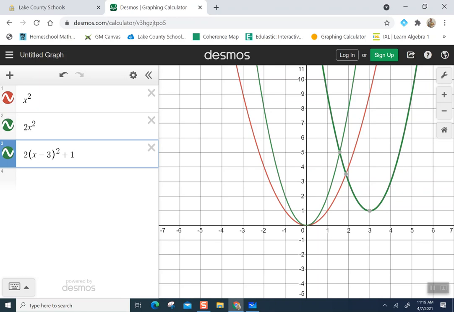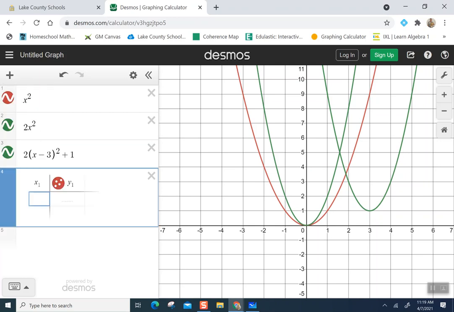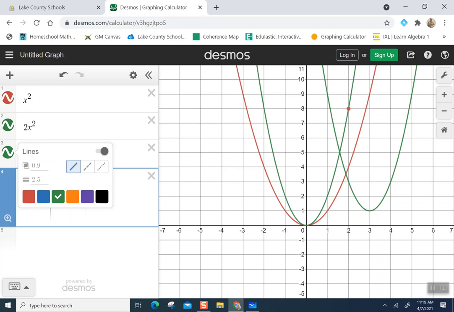Okay? They want to know now, where did point (2, 8) move to? Now let's bring back point (2, 8). Point (2, 8) was right there, and it's on the green graph, which both of these are green. That's kind of stupid, so I'm going to change this color. I already have red, so let's change it to orange. Purple. Okay, purple's better.